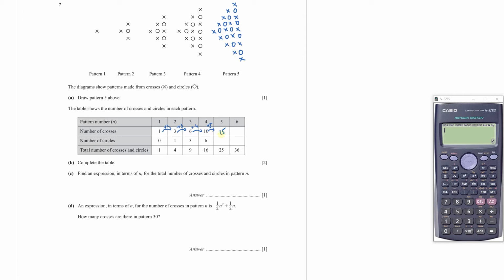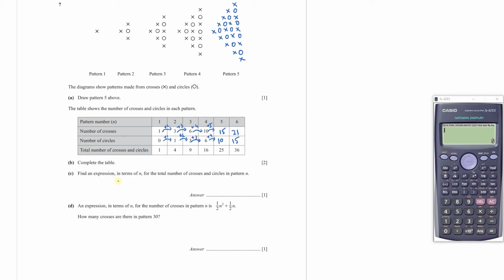So 15 crosses. And then for circles, you're doing the same. You're adding 1 here, then you're adding 2, then you're adding 3. So that means you'll add 4 here to get 10. And you can also count: 1, 2, 3, 4, 5, 6, 7, 8, 9, 10. Then similarly for pattern 6, you haven't drawn it, but you can use this sequence. You added 5 here, now you will add 6, so 15 plus 6 will be 21. Here you added 4, the next time you will add 5, so you will get 10 plus 5, 15. This is how you will complete this table.